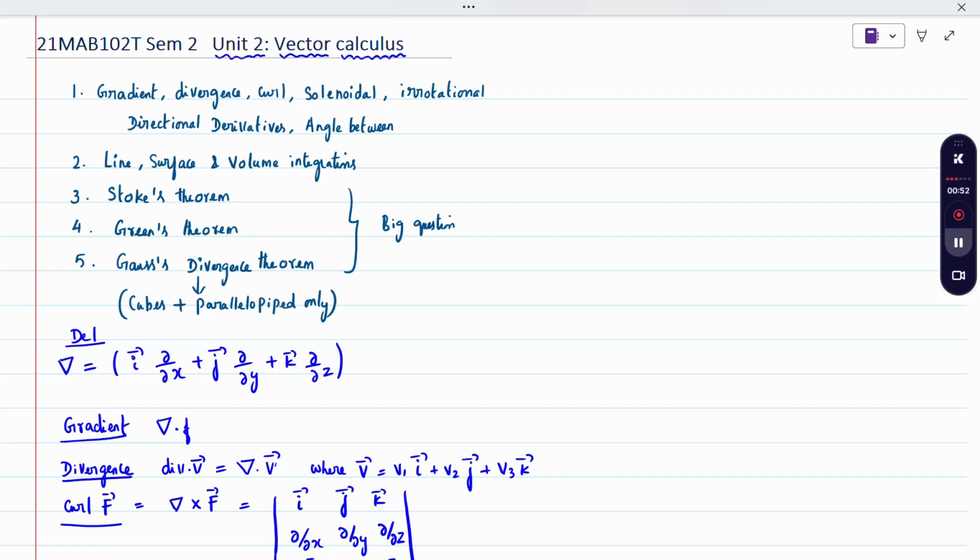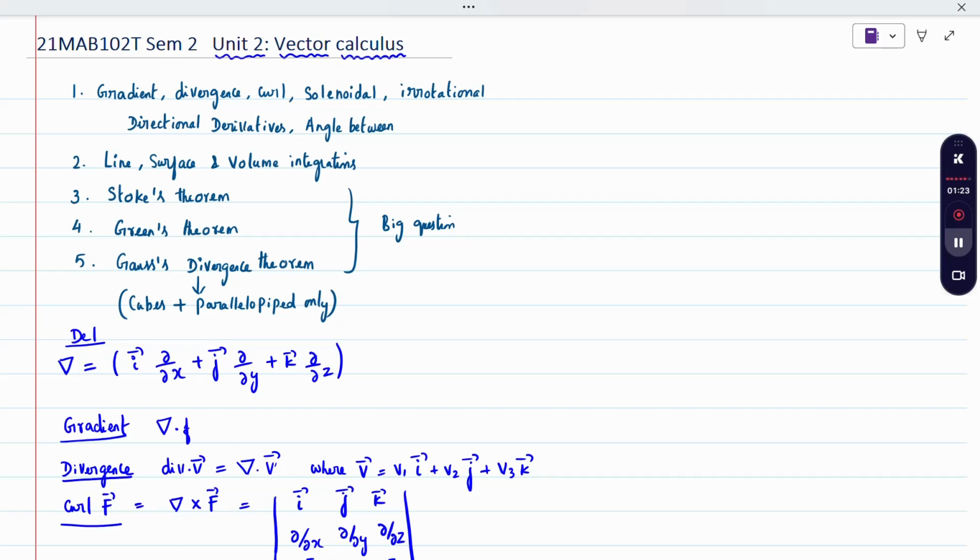So third topic is nothing but Stokes theorem. Fourth is Green's theorem and fifth is Gauss divergence theorem. Gauss divergence theorem is particularly only for a cube and parallelepiped. So for the Stokes, Green's and Gauss divergence theorem, proof is not needed, only the statement plus problem. Statement with the formula and problem oriented will be the big question. So in this video, only the formulas related to the second unit have been discussed.